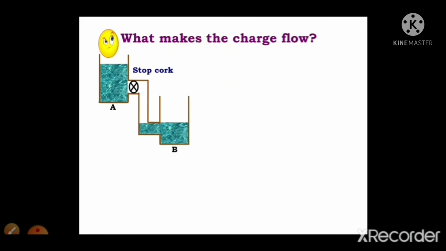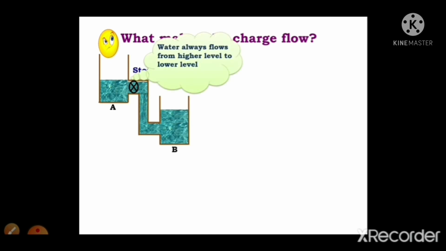But when the stopcock is open, what will happen? The water will start flowing. The water will flow from beaker A to B, not from B to A, and the water will rise in beaker B. So water always flows from high level to low level. From this activity, what we came to know is that water will flow from high level to low level.